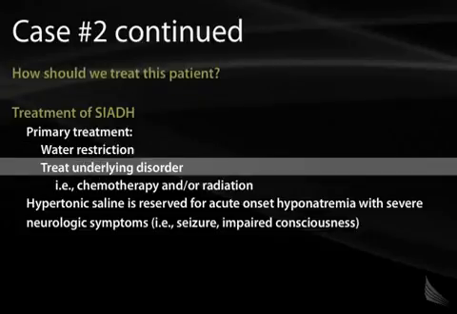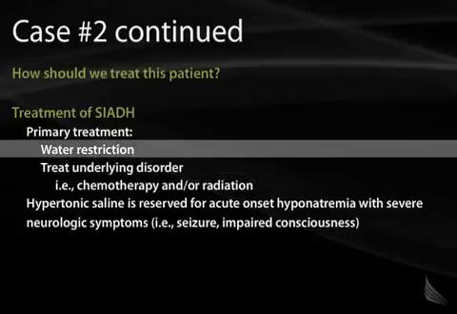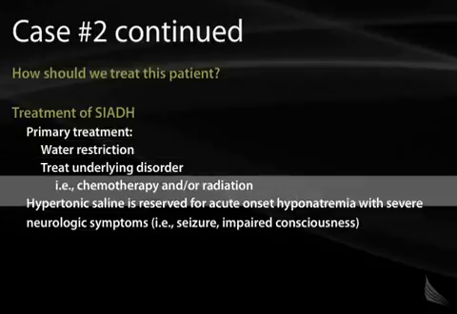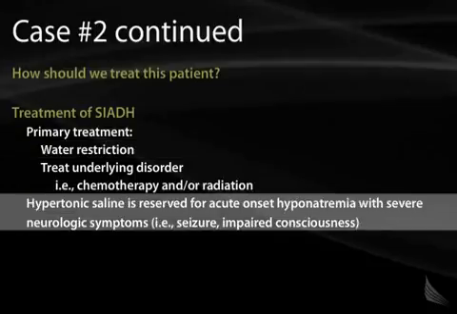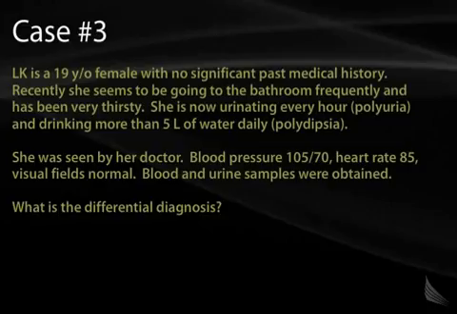How will we treat this patient? As we said, the treatment of SIADH is focused on treating the underlying cause. Nevertheless, water restriction must be a component of the patient's treatment. As we said before, hypertonic saline is reserved for acute onset of hyponatremia with severe neurologic symptoms, predominantly active seizure or impaired consciousness. This patient's mild confusion would not qualify for an indication for hypertonic saline.